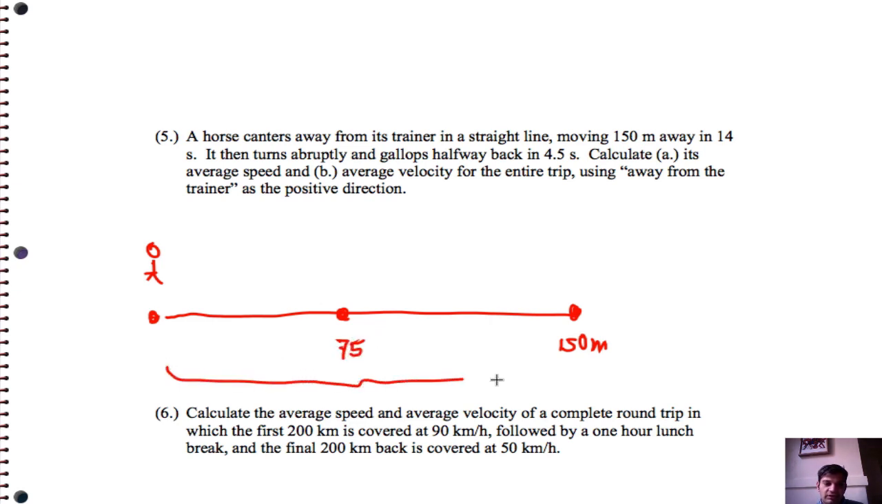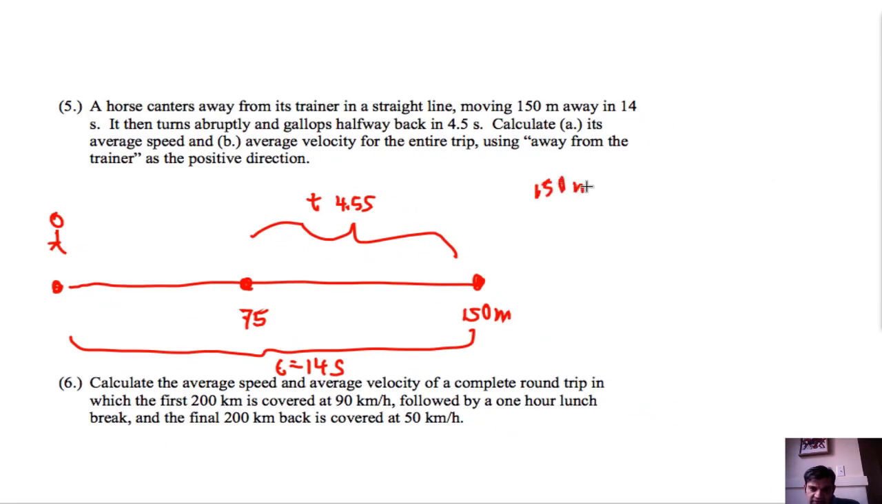To make it all the way out here, it does so in 14 seconds. And then it gallops back in 4.5 seconds. So we've got a little bit of work to do. We're going to get its average speed. So the total distance is 150 meters forward plus 75 meters back, because that's half of 150.